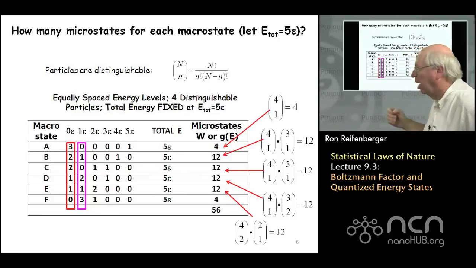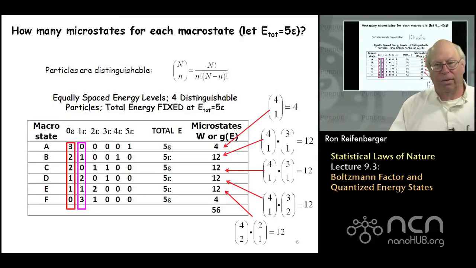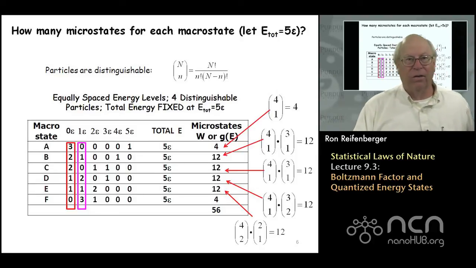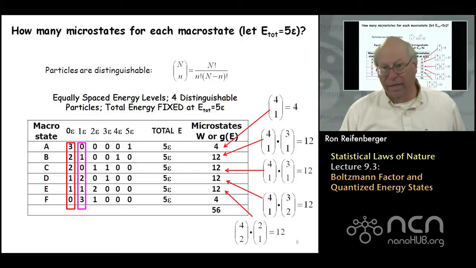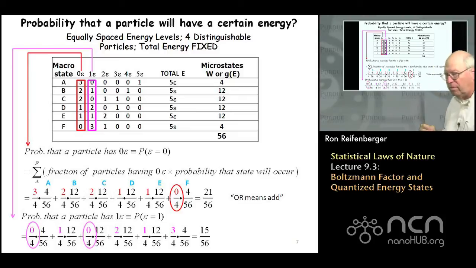And once you know the total number of ways you can distribute those particles, then you can start to calculate probabilities that particles are in particular energy states. And I like to illustrate that in the next slide. So for instance, I can ask, what's the probability that a particle will have a certain energy? And I can answer that question now because I've already constructed this table. So let's focus on the 0 energy level state here, right?